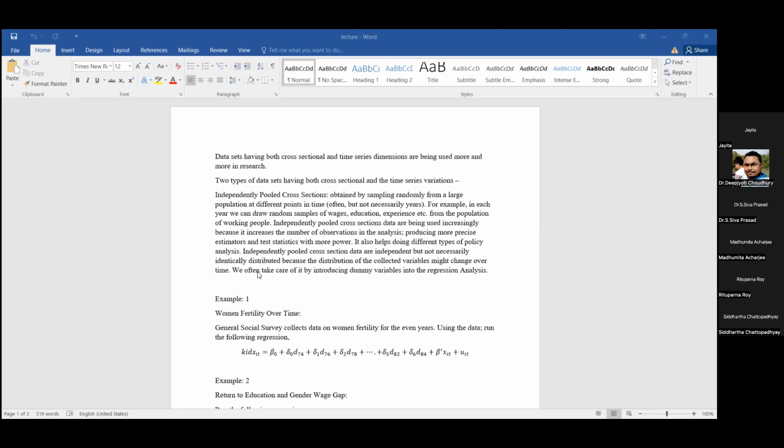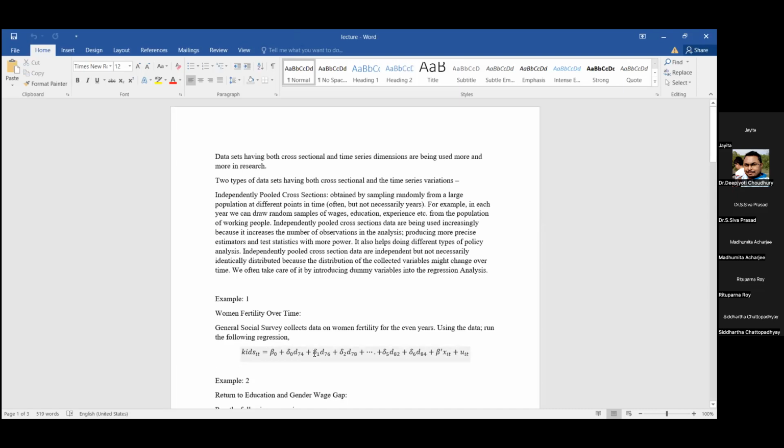You see over here, as I said, the left-hand side variable kids_it is collected as an independently pooled cross section. They are independent, but their distribution might not be identically distributed. So what happens is the conditional mean of this distribution of kids might change over time. The conditional mean of this left-hand side variable might change over time. How do I take care of that? By introducing these dummy variables.